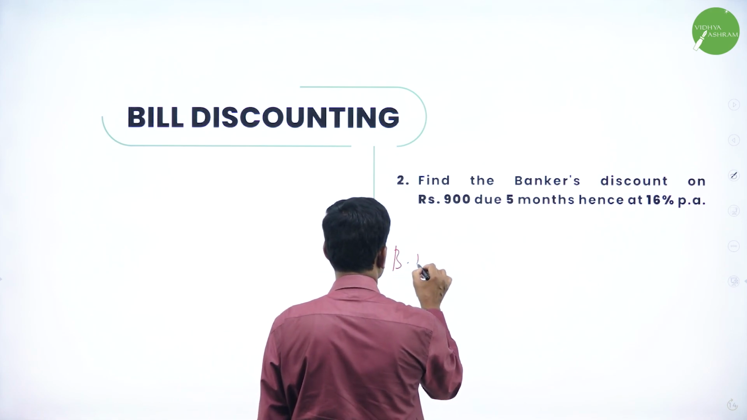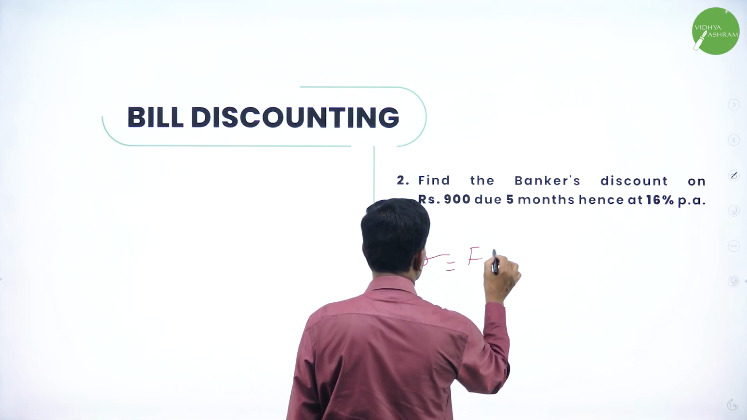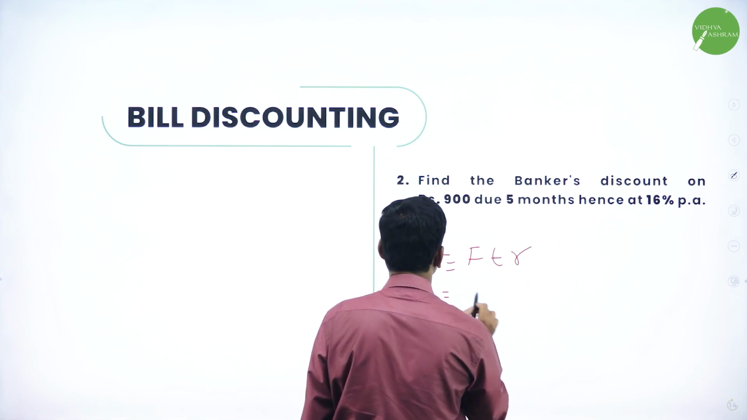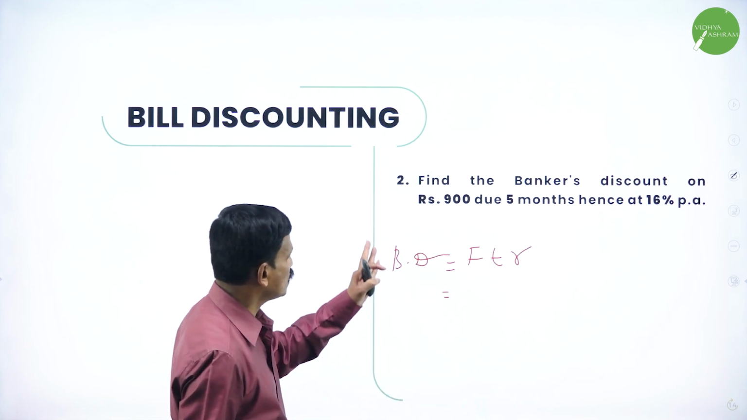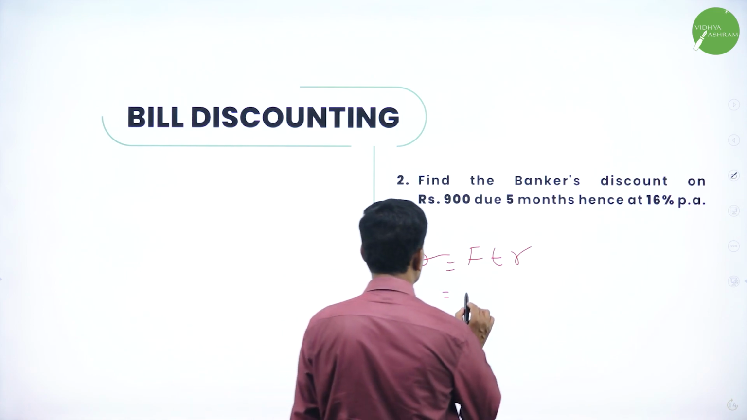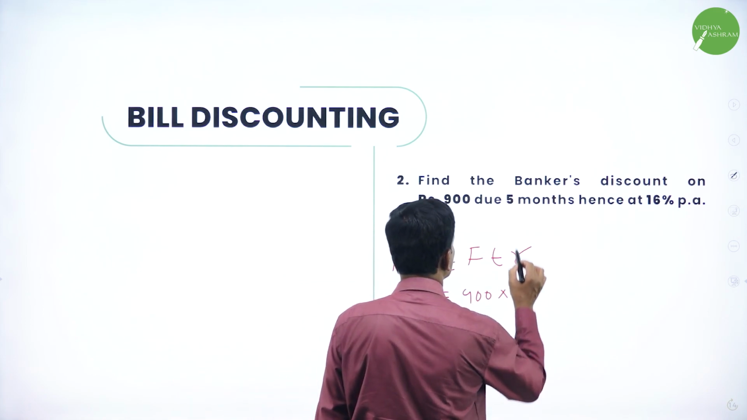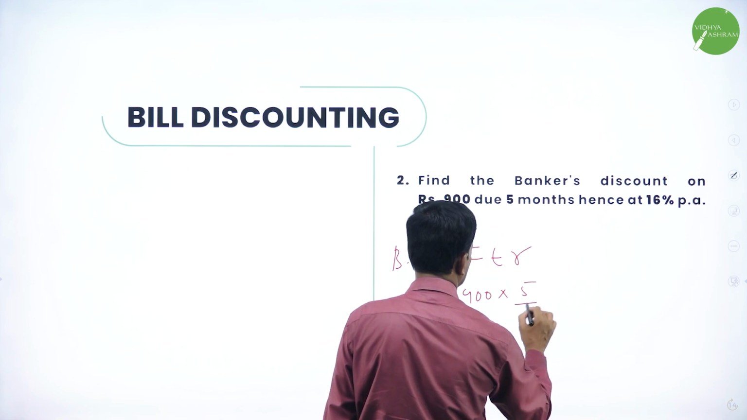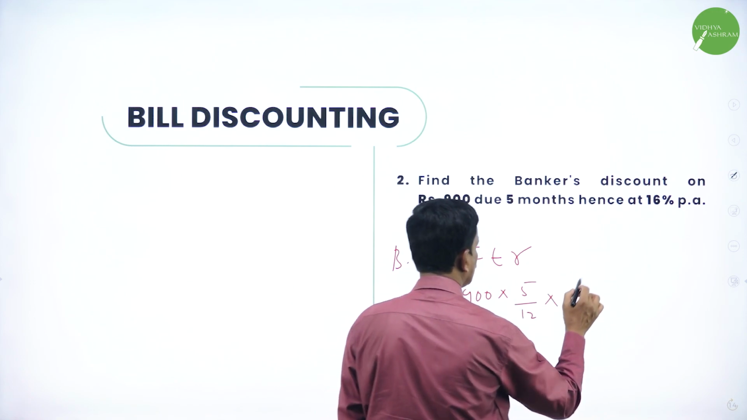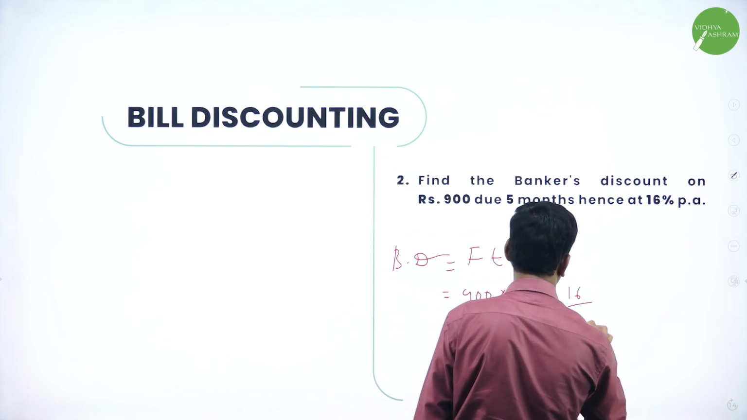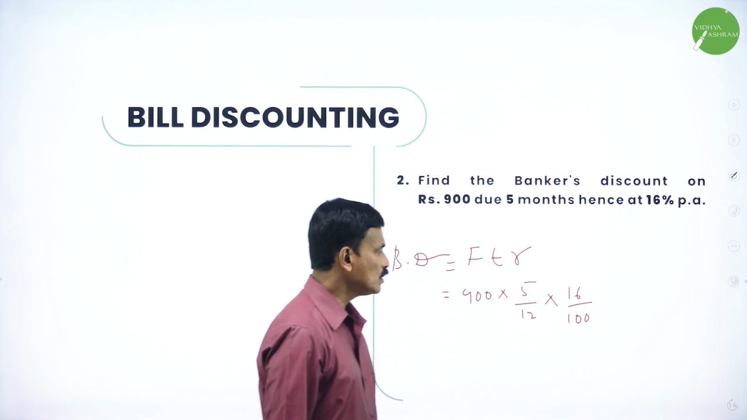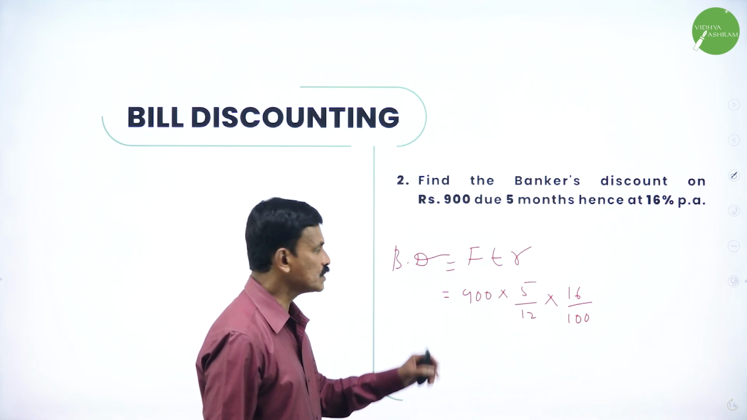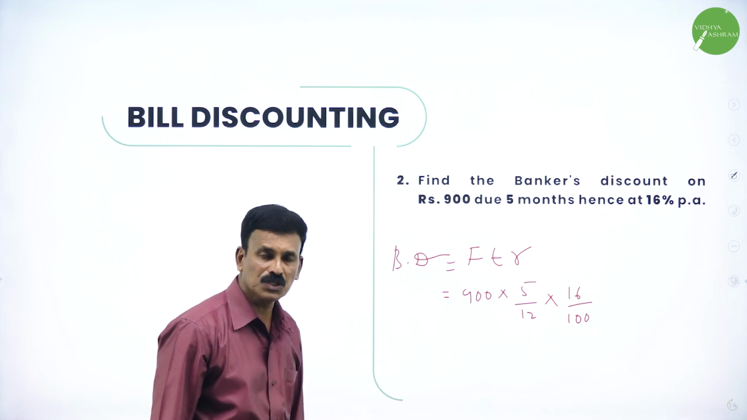So the banker discount is equal to F into T into R. Find the banker discount on the face value. What is the face value here? Rupees 900 into 5 months, 5 divided by 12, and the rate of interest is 16 divided by 100. That's it. So what is the formula? Banker discount is equal to F into T into R.